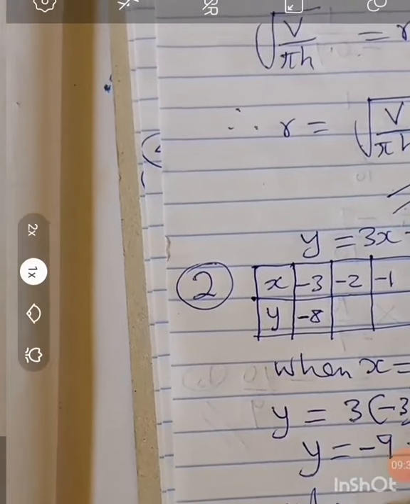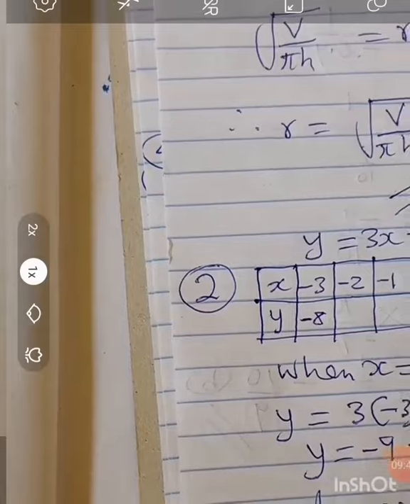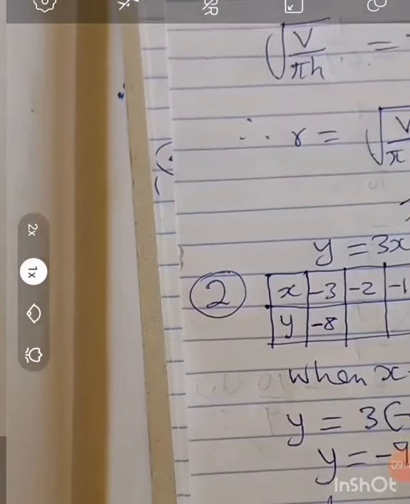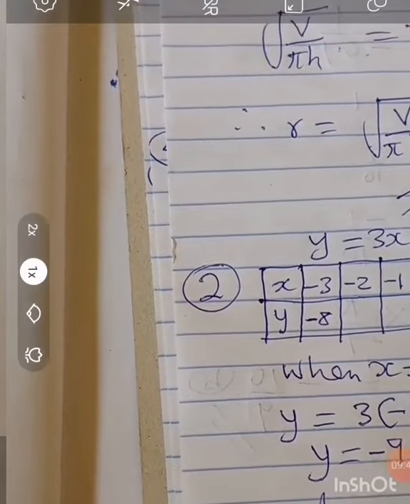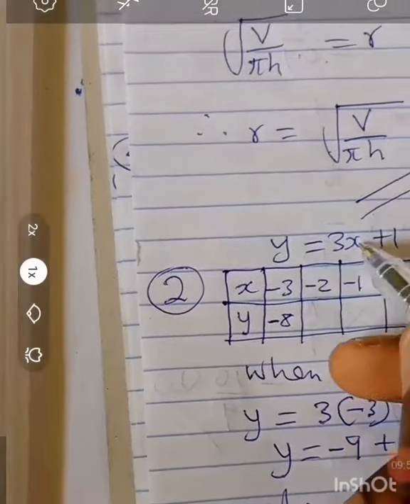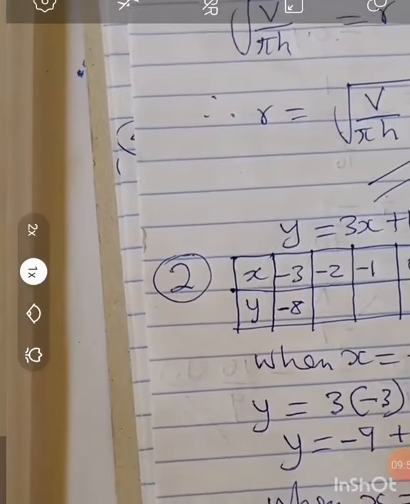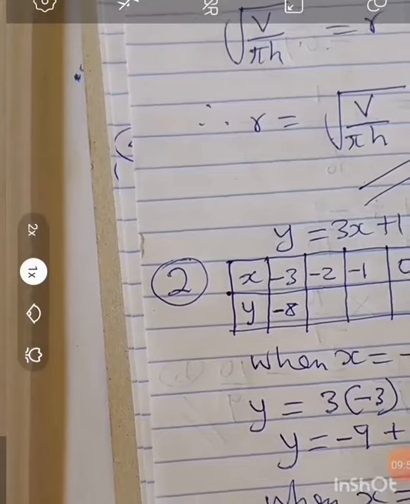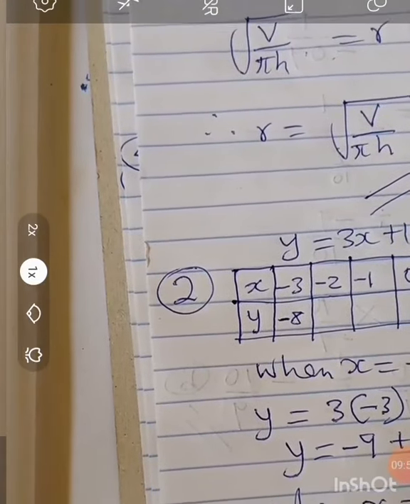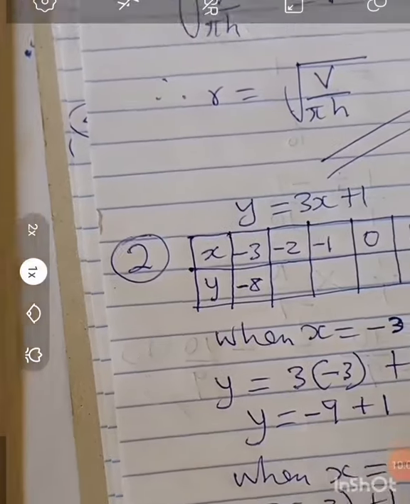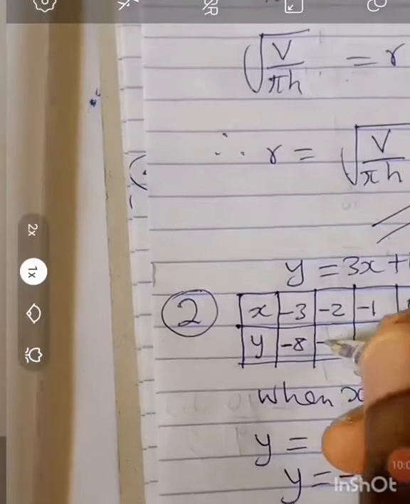When x is equal to -2, then y will be equal to, at this place I work that out, y will be equal to 3, this same 3 here, times x, which is now -2, plus 1. So 3 times minus 2, I have minus 6 plus 1, and if you do that very well, you have minus 5. So minus 5.